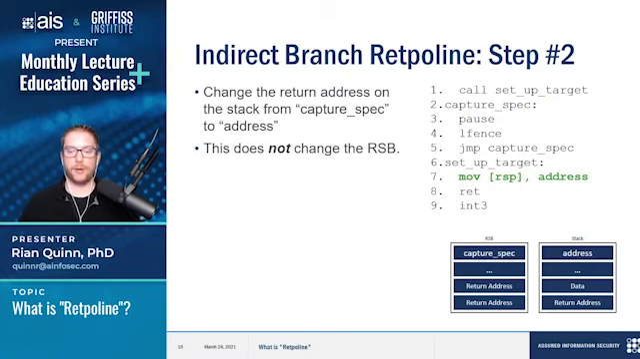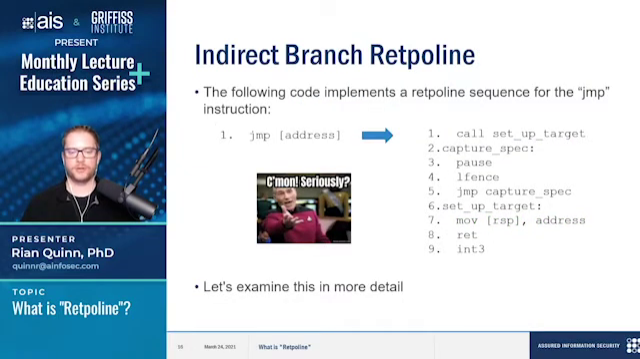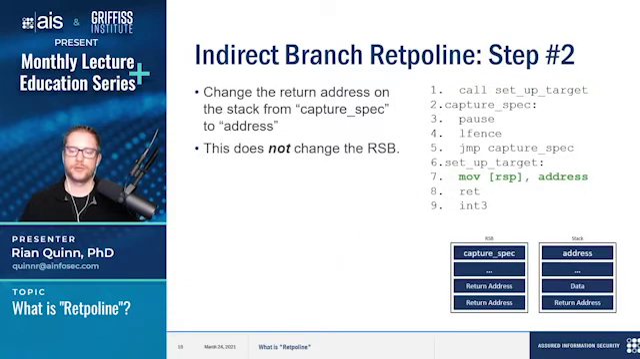So now that we've called setup target, we are now on this move instruction. I don't want to go into the details of exactly what move is, other than to say that what this instruction is doing is it's changing the value on the stack. Now, if you remember from the original set of calls, we're trying to jump to address. So what we're going to do is we're going to take that address that we want to jump to, and we're going to change the value on the stack. We're not going to push to the stack. We're going to take the value that was once capture spec, and we're going to change it to address.